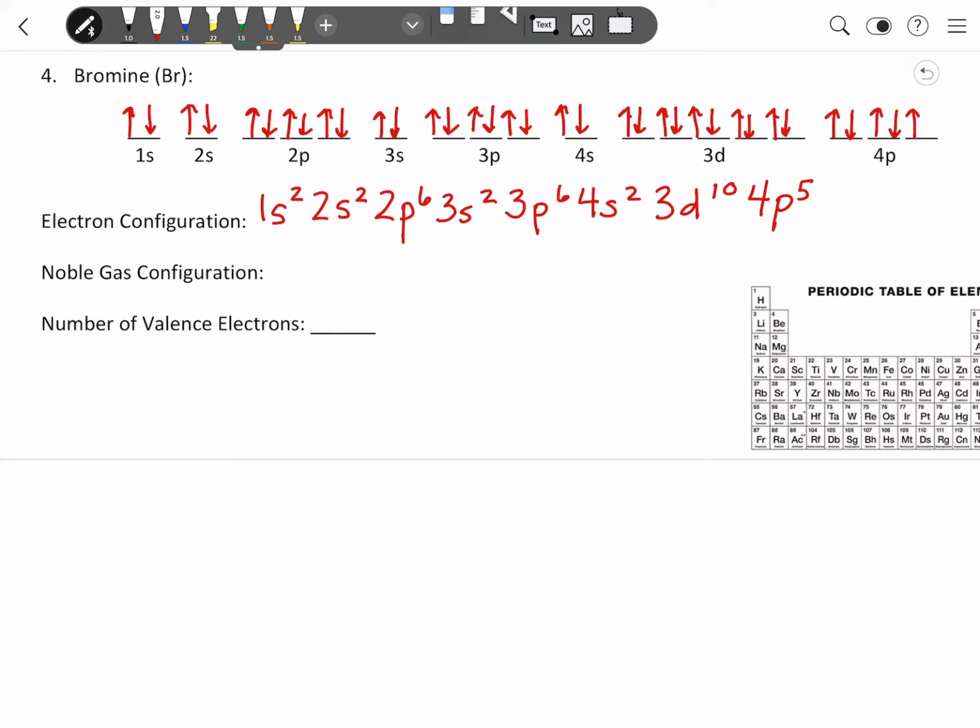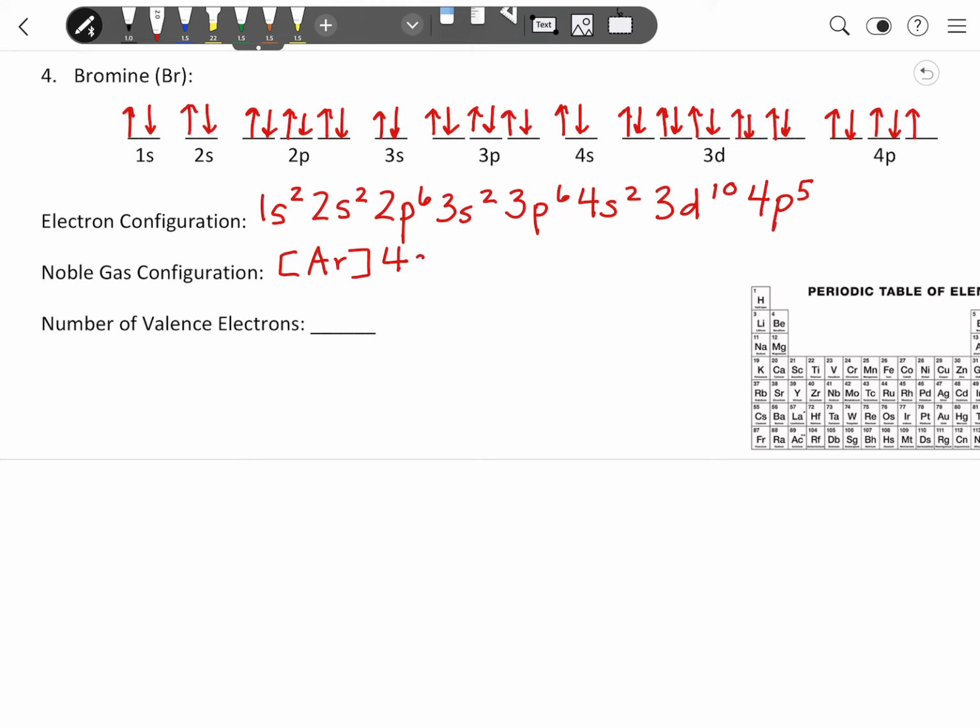Right, so this one's super long, it's 35. So let's shorten it. What's the closest noble gas to bromine? Argon. Argon, right? So we're gonna spend the night at Argon's house. I'm gonna put it in brackets, Ar. Because that's not a noble gas, you haven't got there yet. So let's go down the street to energy level 4. That's next. You have to go to the closest one that you already been to.